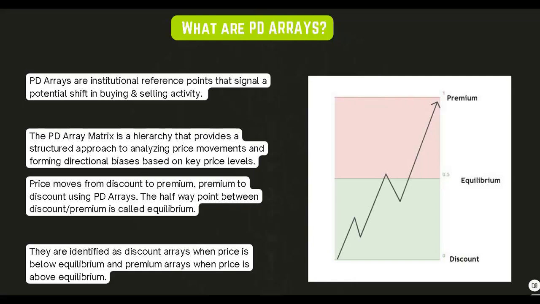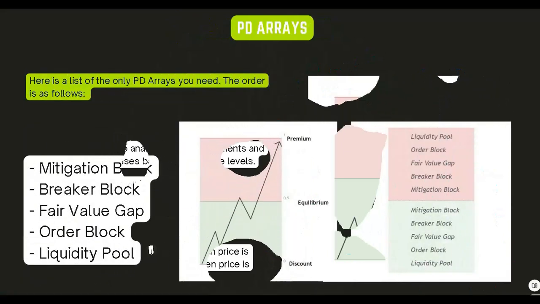PD arrays are identified as discount arrays when price is below equilibrium, and premium arrays when price is above equilibrium. So imagine this is a price range, right? We have 3 stages or 3 levels within each and every price range. We have the discount, we have equilibrium, and we have premium. This is the foundation or the basic structure of what we are going to be looking into.